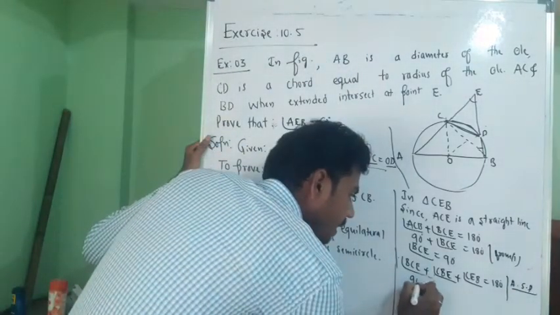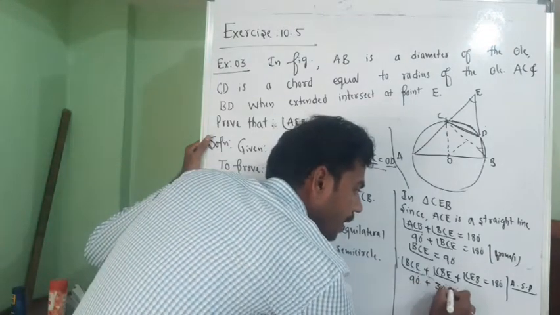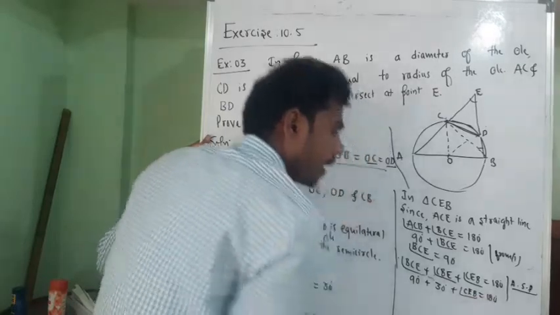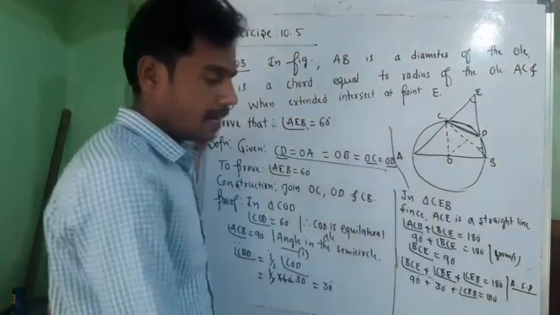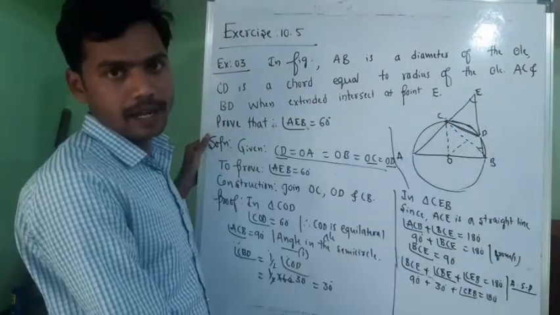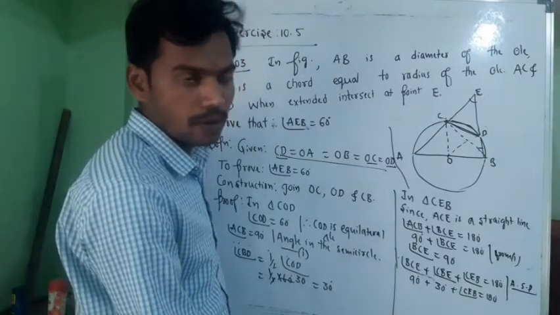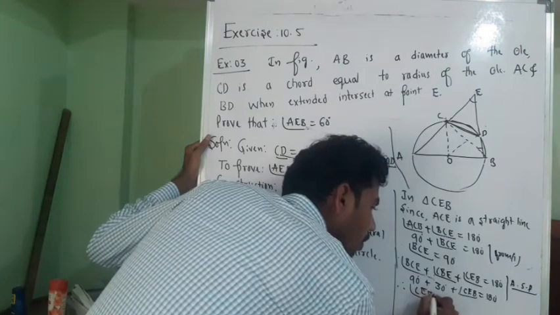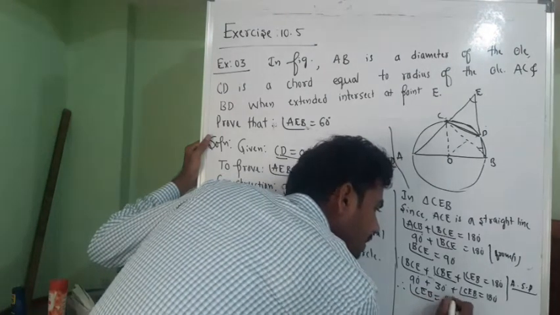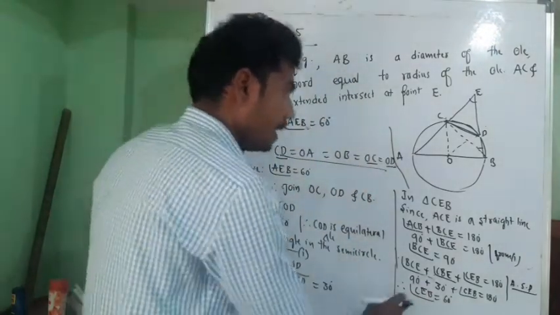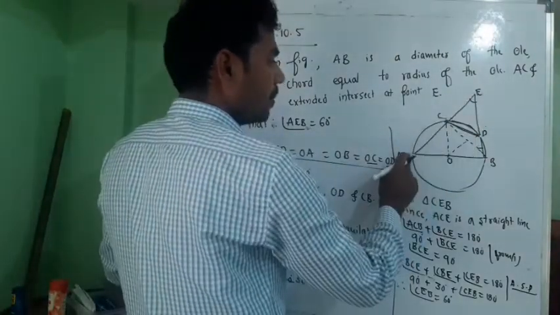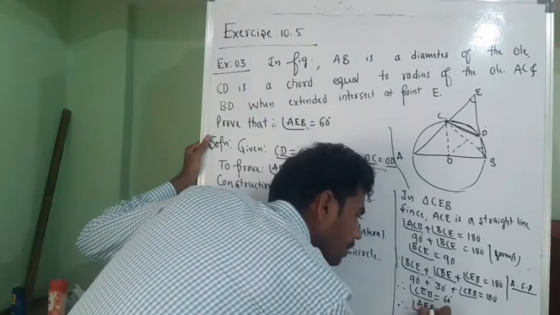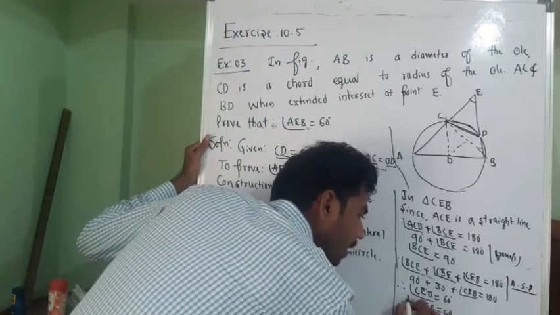So this angle BCE is 90 degrees, and angle CBE is 30 degrees. So 90 plus 30 is 120. If you transfer it to the right-hand side, that will be 180 minus 120. Therefore, angle CEB is equal to 60 degrees. CEB is nothing but AEB. Therefore, angle AEB is equal to 60 degrees. Hence, we have proved it.